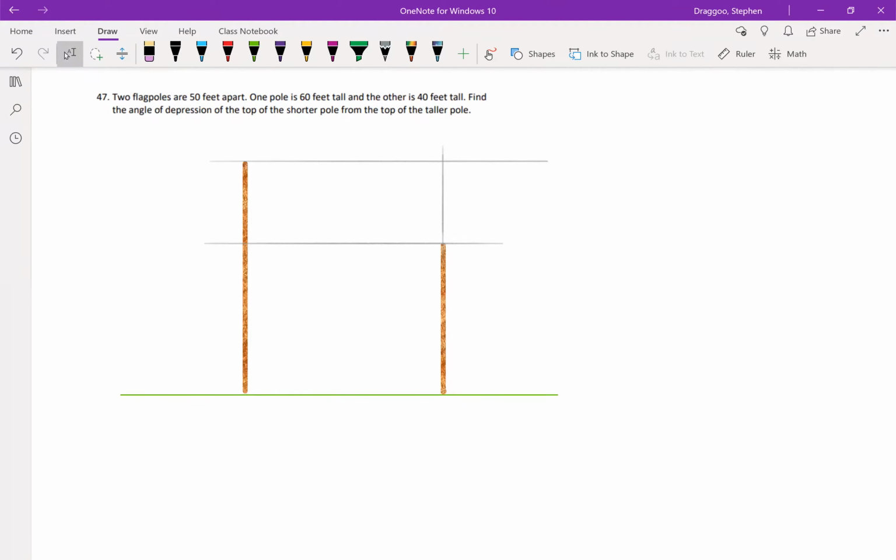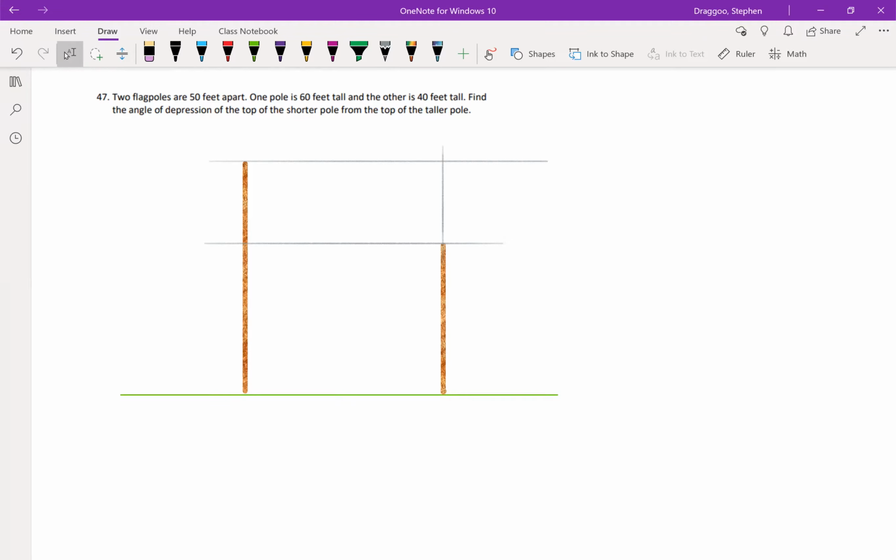All right, and then 47, we get a word problem. So suppose 2 flagpoles are 50 feet apart. One pole is 60 feet tall, the other is 40 feet tall. Find the angle of depression of the top of the shorter pole from the top of the taller pole. So I've already drawn a diagram for us, so we'll just need to put the appropriate labels on here.